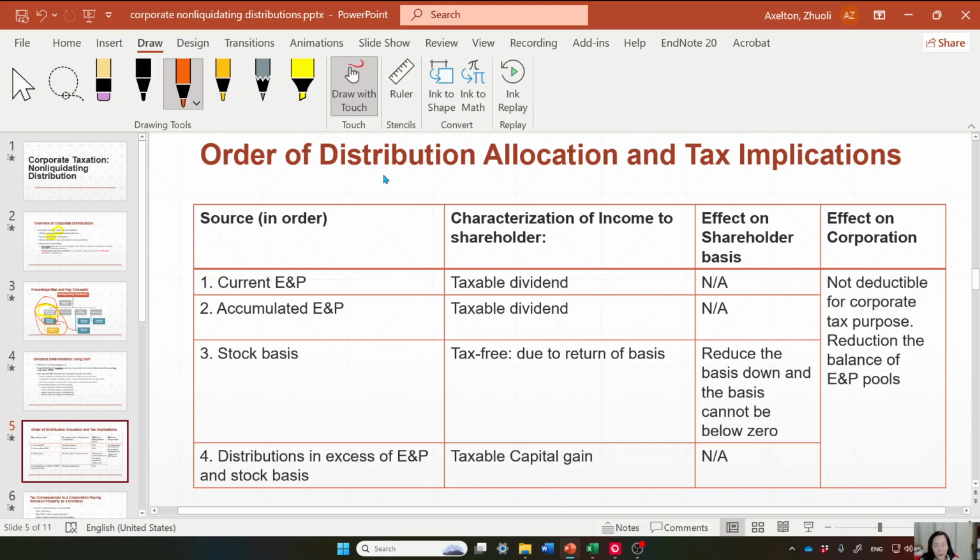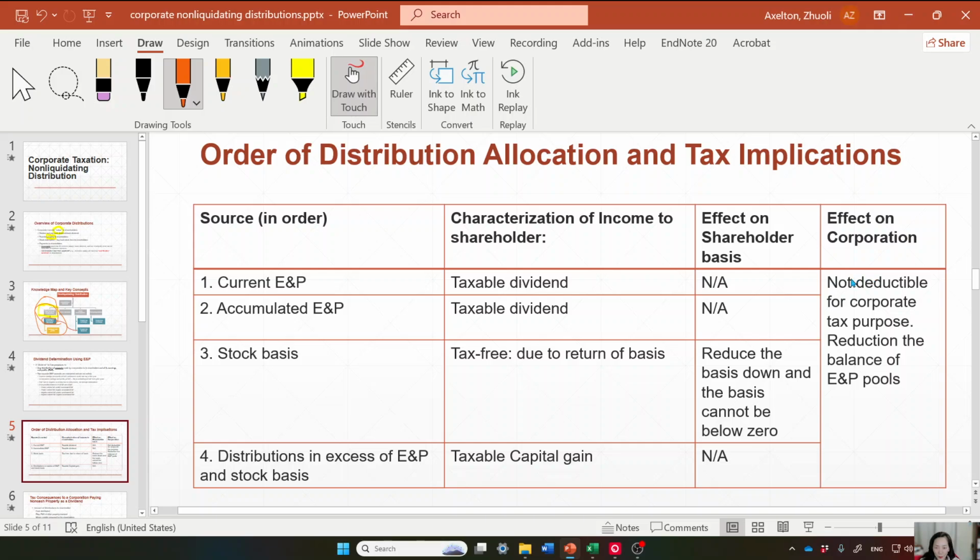Okay, what is the ordering of distribution allocation and what are the tax implications for the shareholder as well as the corporation? The corporation is the transferor, the party which initiates this transaction. For tax purposes, any distribution is not deductible. And this ties to the double taxation concept for corporations: their earnings will be taxed at the corporation level, and any distribution will be taxed at the shareholder level.